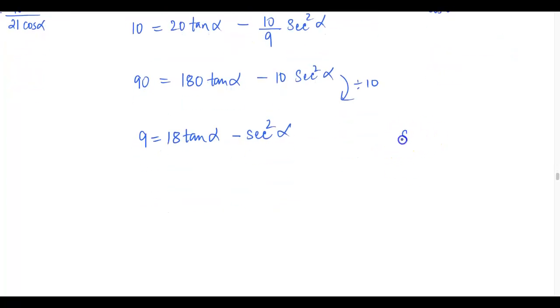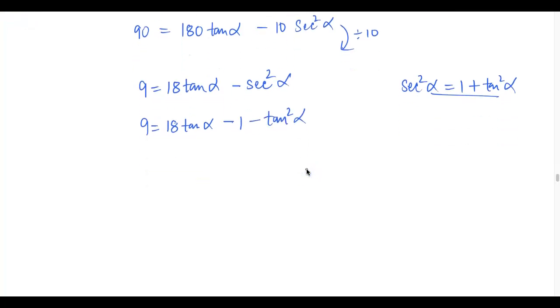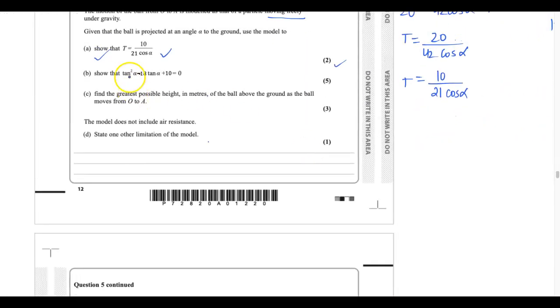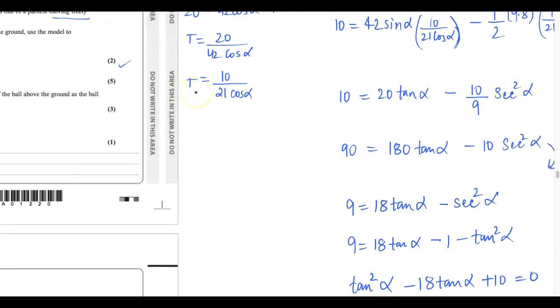Okay, can we write sec squared alpha as 1 plus tan squared alpha? So we're going to substitute it there. So 9 is going to be equal to 18 tan alpha minus 1 minus tan squared alpha. I hope it makes sense. Now let's move it around, make it positive. Tan squared alpha minus 18 tan alpha plus 10 equals 0. And I think this is what it was asking us to prove: tan squared alpha minus 18 tan alpha plus 10 equals 0.